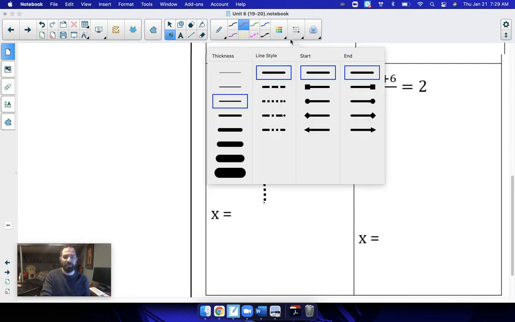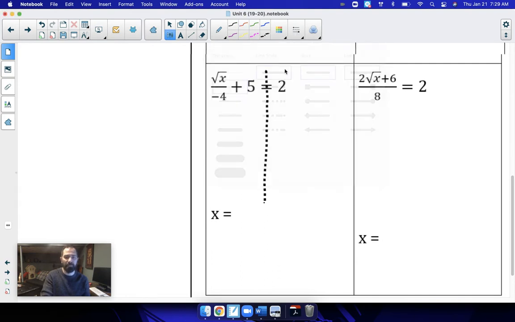All right, I'm going to make my pen a little skinnier here for this one. What you want to do is get rid of this 5. That's the first step. Reverse PEMDAS. Okay, our 5's go away. We're left with the square root of x divided by 4 equals 2 minus 5 is negative 3. Uh-oh, that's interesting. Okay, well, let's keep going.